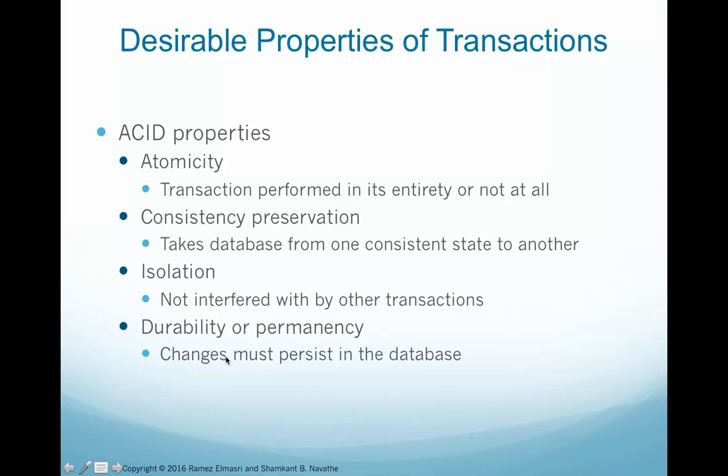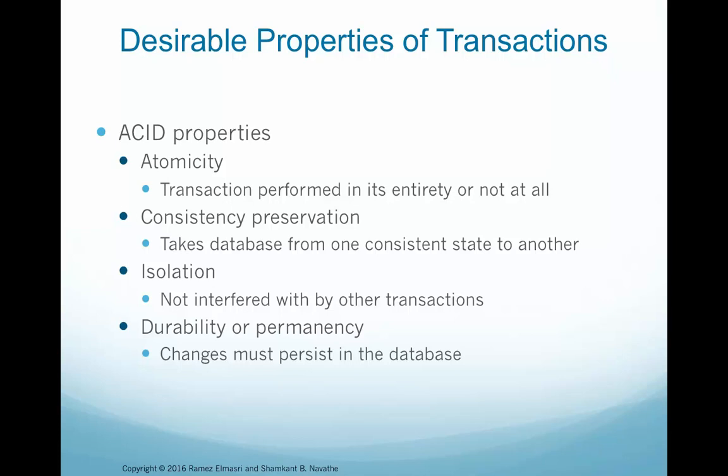So basically, atomicity means that each transaction that's being performed has to be completely performed. The entire transaction has to be performed, or nothing should be performed, which is the reason we roll back. So it's basically an atomic transaction, which has to be performed as a whole unit. Consistency preservation is basically ensuring that the database is taken from one consistent state to another consistent state. And that's the idea of consistency preservation.